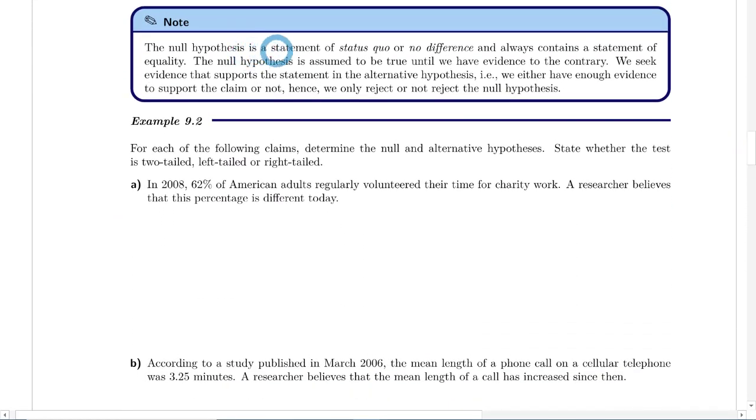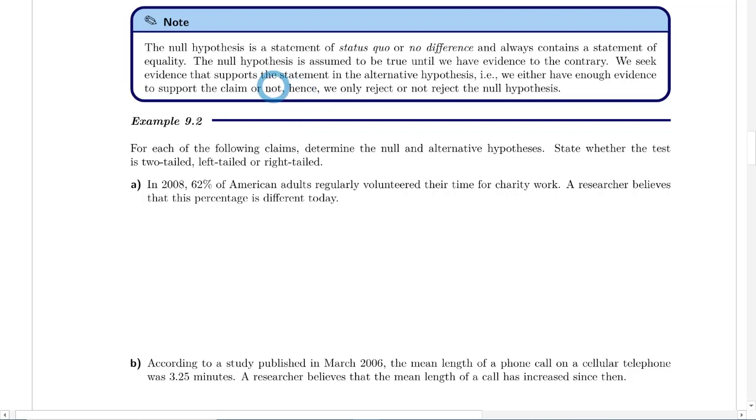So this note just talks about what I just talked about: the null hypothesis you could think of as the status quo, or nothing has changed. It's always a statement of equality, and we always assume the null is supported over the alternative, until we have enough evidence to show that something different is happening. Then we can say we rule out the null hypothesis and we have enough evidence to support the alternative.